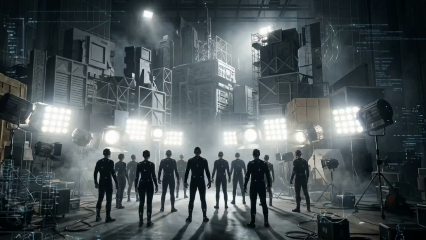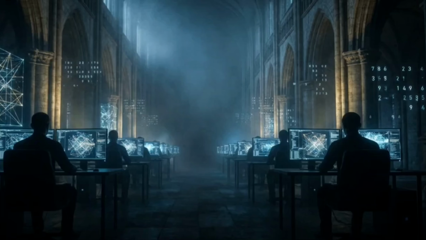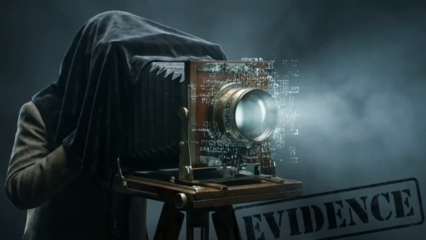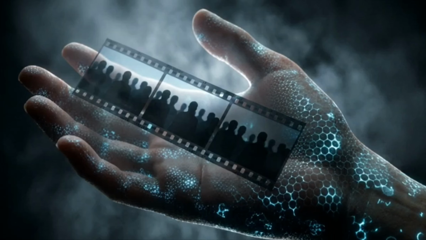A decade ago, forging a performance with this level of photorealism required a multi-million-dollar Hollywood studio and massive teams of visual effects artists. Today, anyone with a standard desktop computer and open-source software can execute the exact same illusion. For over a century, society has relied on photography and video as our ultimate arbiters of objective truth. If a camera captured an event, we believed it happened.